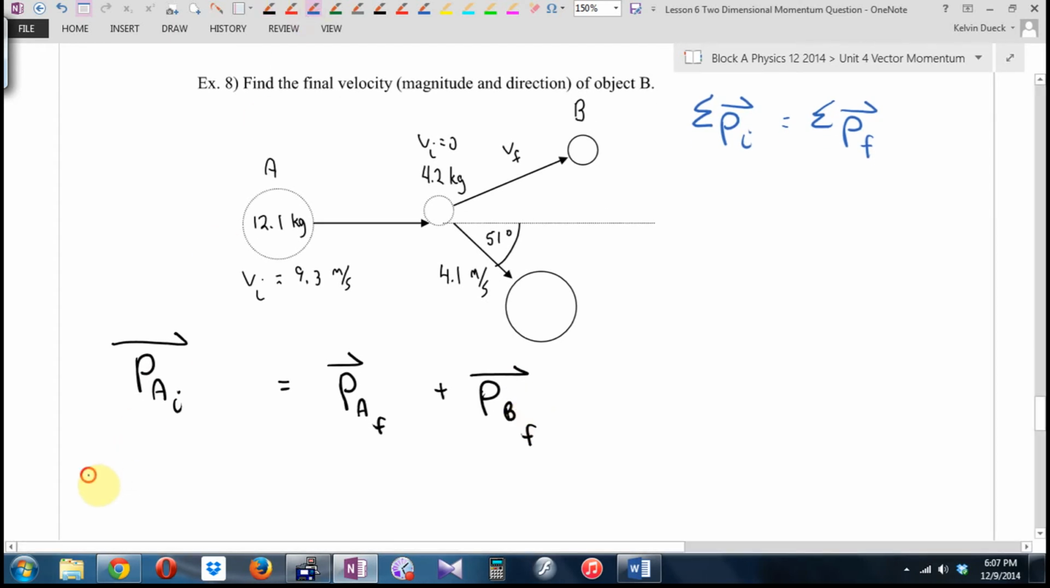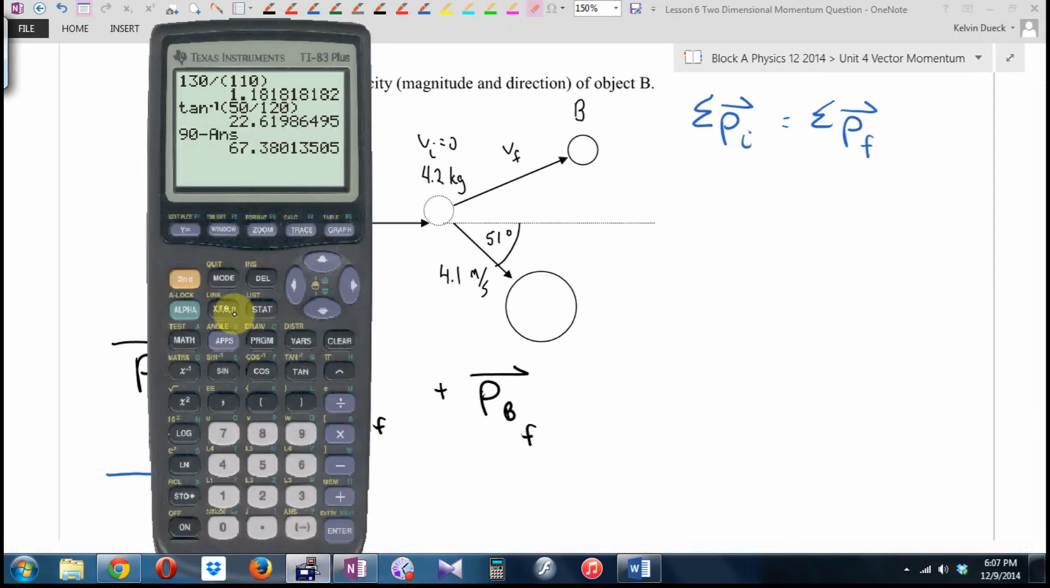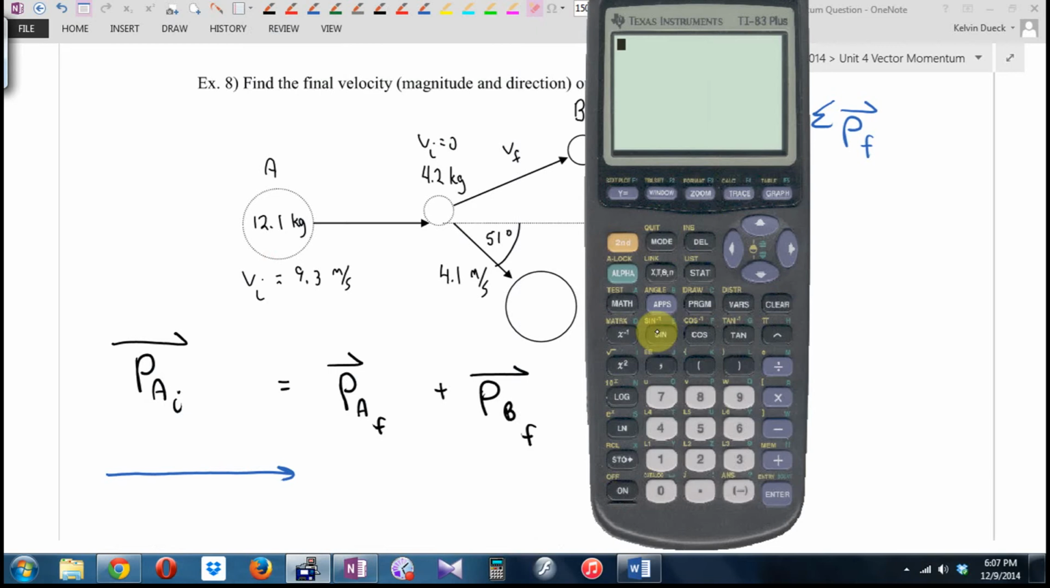Here's momentum A initial. It looks like from the picture, it's a terrible drawing, it goes straight sideways. Now, how big is this? Mass times velocity. I'm not going to round off at all here because I'm going to be using this. It's going to be 12.1 times 9.3, 112.53.